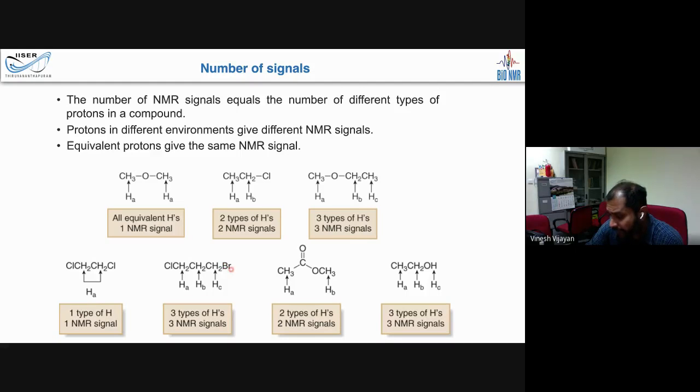Now, if this Br was replaced with chlorine, then you will get two signals. This CH2 and this CH2 will be the same, while this CH2 will be different. So you get two signals if the Br was replaced with chlorine. Now, in this case, this CH3 and this CH3 will have different chemical shifts. This I told you is very close to 2.1 ppm, while the OCH3 will come around 3.6 ppm or so. In this ethanol molecule, you get three signals.